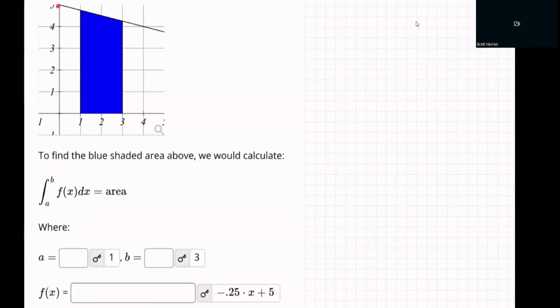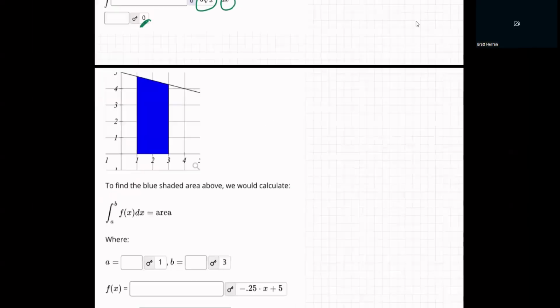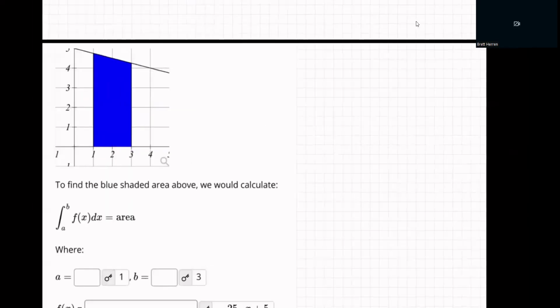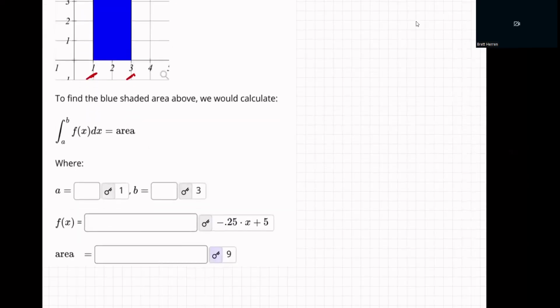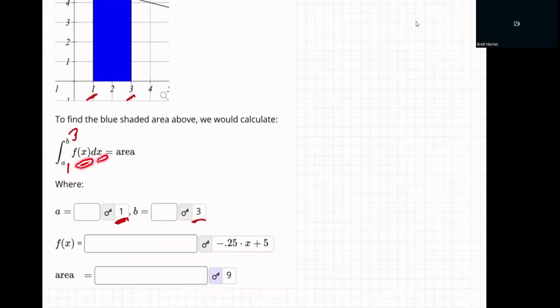They've given us a line, area under that line, and they want us to find the blue area with an integral. So how are we going to do it? Well, we're going to go from 1 to 3. That's the A and the B, the 1 to 3. The integral symbol means sum. It's a big S for the word sum. Sum up, add up the area. And as we do, it's going to be f of x dx.